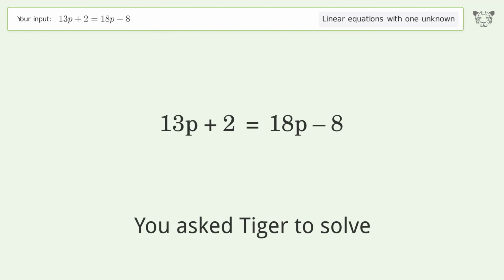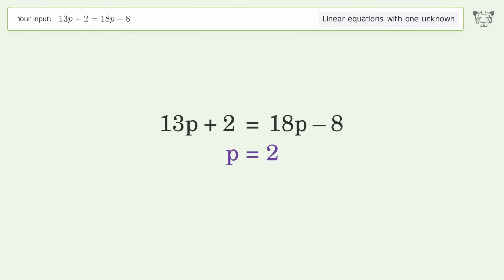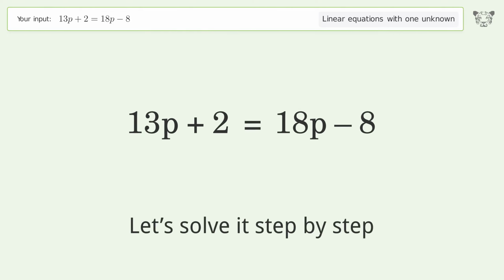You ask Tiger to solve this. This deals with linear equations with one unknown. The final result is p equals 2. Let's solve it step by step.